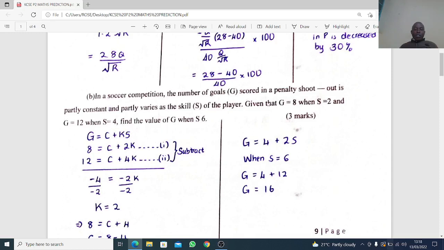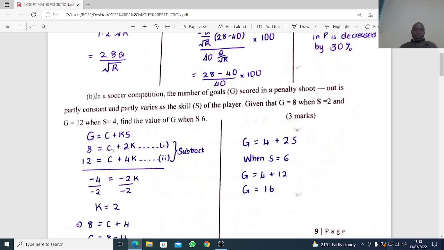Now you form the equation by replacing G and S. G is 8 and S is 2, so 8 equals C plus 2K. That becomes our equation 1. Equation 2: G is 12 and S is 4, so 12 equals C plus 4K. Now you can solve this simultaneously.